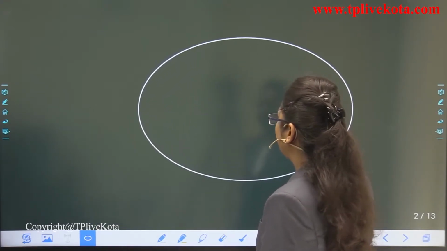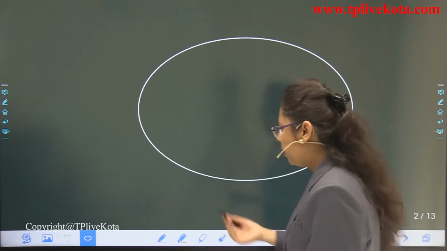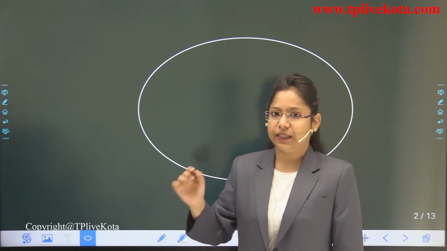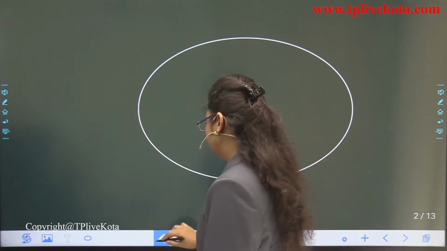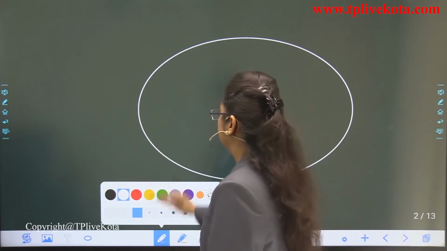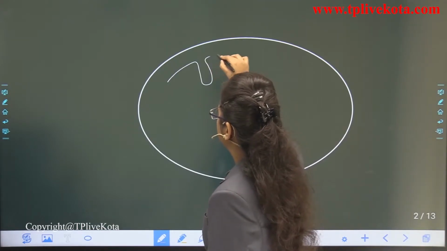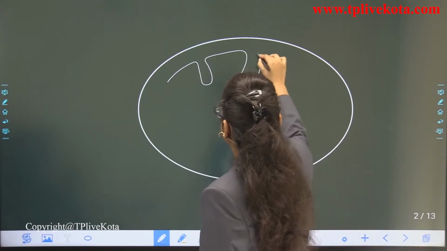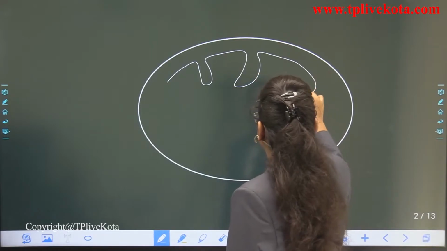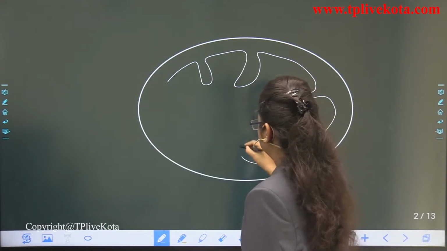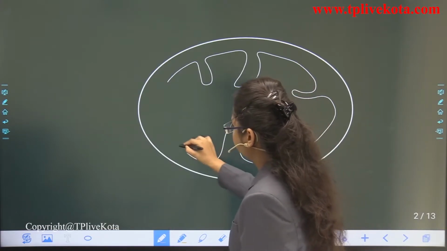Now this is the outer membrane. Now I'm going to draw the infoldings of the inner membrane with itself. This is the inner membrane, students, and this has blunt ends like this. This inner membrane is infolded like this, and it has blunt ends. Can you see it clearly over here?